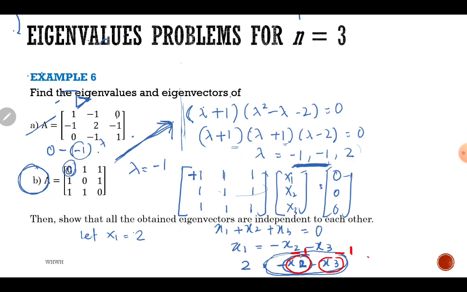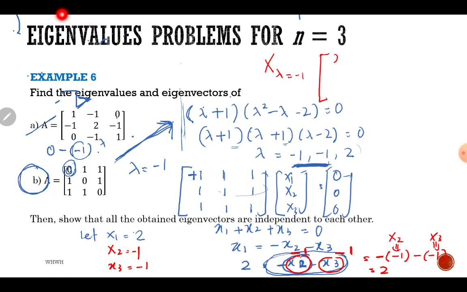Because when you substitute, you will get negative, minus negative 1, minus negative 1. This is our x2, this is our x3. So when we subtract, we will get 2. So in this case, if x1 equals 2, then our x2 equals negative 1, our x3 equals negative 1. Right? Okay, so I get one eigenvector for lambda equals negative 1, where I choose 2, negative 1, negative 1.